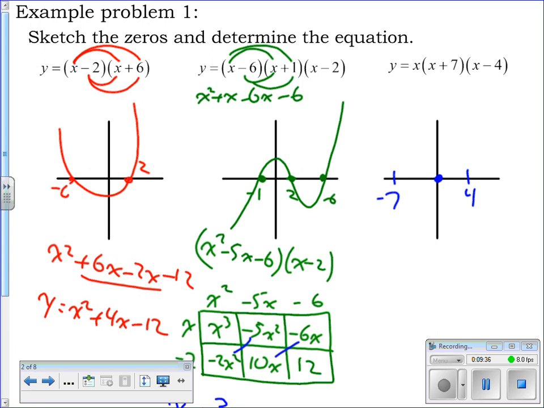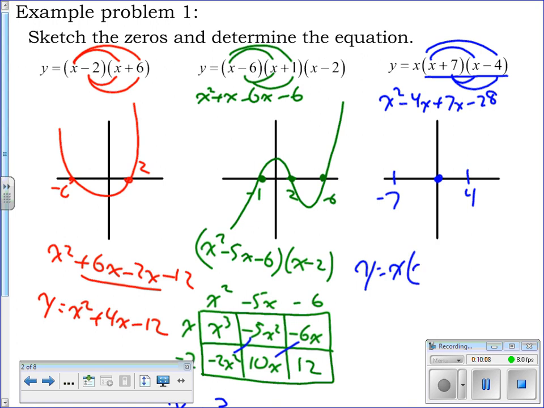Now, when I multiply this one, I don't have to set up a box, even though there's 3 terms, because one of my terms is just plain old x. FOIL these 2 parts out here first. So x times x, x squared. X times negative 4, negative 4x. 7 times x, 7x. 7 times negative 4, negative 28. And I'm going to move down to the bottom because I'm running out of room. Y equals x times, all of this is x squared plus 3x minus 28.